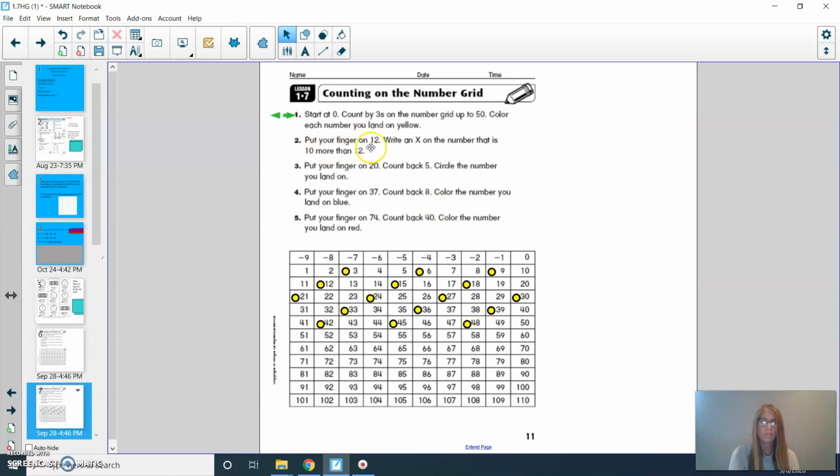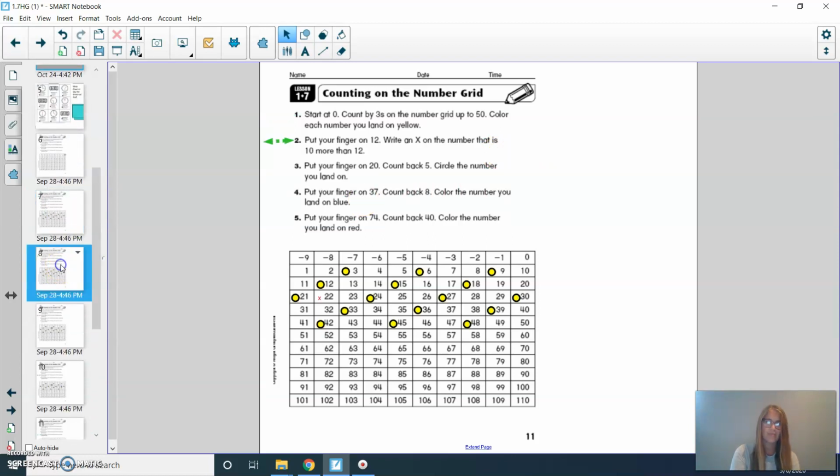Boys and girls, the next thing, could you put your finger on 12? Will you write an X on the number that is 10 more than 12? So my number that's 10 more than 12, you should have had 22. Now, can you put your finger on 20? And will you count back 5 and circle the number you land on? So again, put your finger on 20, count backwards 5, circle the number you land on. You should have landed on the number 15.